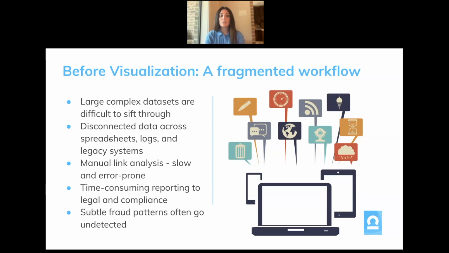This meant a lot of manual effort, limited visibility, and a higher risk of human error. Without clear visual connections between entities like accounts, transactions, people, or devices, it was difficult to spot patterns, especially in layered or sophisticated fraud schemes. As a result, investigations took longer, reporting was slower, and responses were more reactive than proactive. It was inefficient, and it left organizations vulnerable.